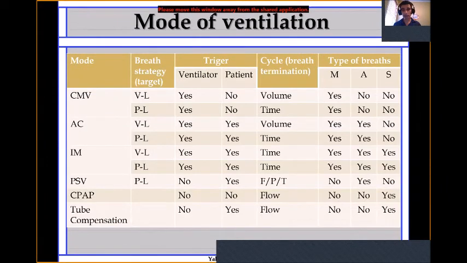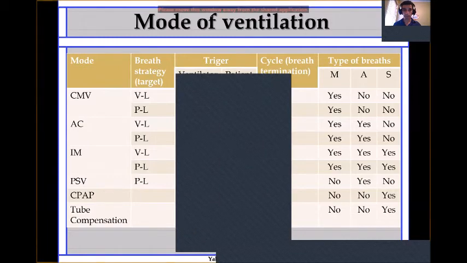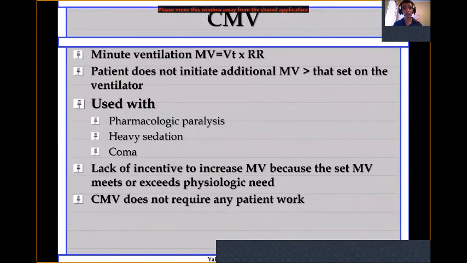What about CPAP? Nothing. You are just giving a flow, because remember, the peak of the flow is the pressure and the time of the flow is the volume. Is there spontaneous? In CPAP, yes. Is there mandatory? The answer is no. Is there assisted? The answer is no. And tube compensation, I will not talk about it today.